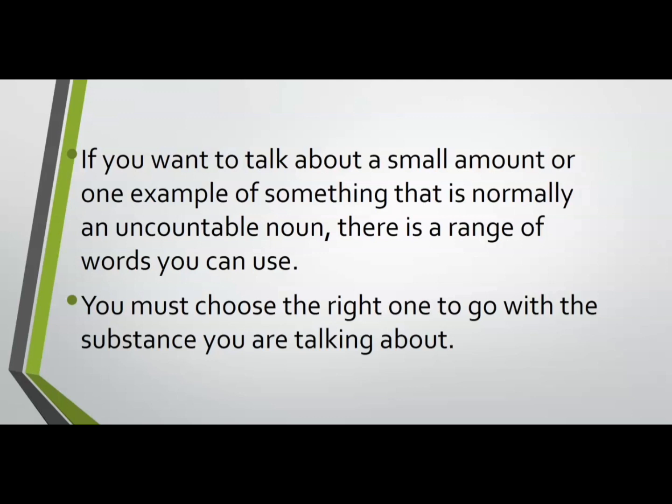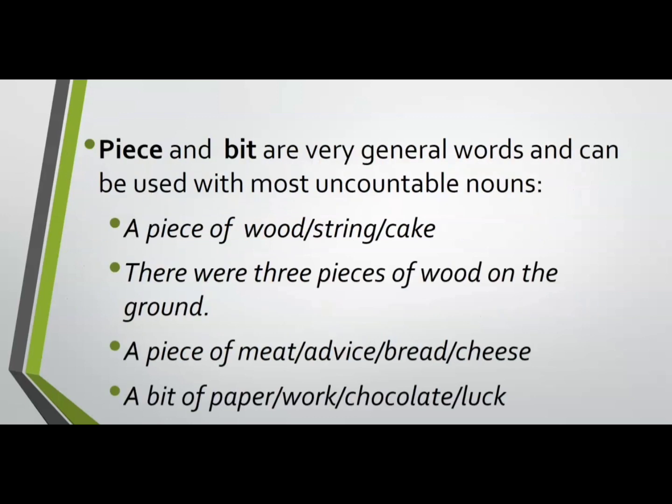Well, there are words, expressions that we must choose, which go with the noun or the substance you're talking about. What do I mean? Let me explain by giving you some examples. We use piece and bit as general words, and they're used with most uncountable nouns. So for example, you could say a piece of, like, I met your father and he gave me 2 pieces of advice. Instead of saying two advices, we say two pieces of advice. So piece and bit are very general words. We use them with most uncountable nouns to express the idea of plurality.